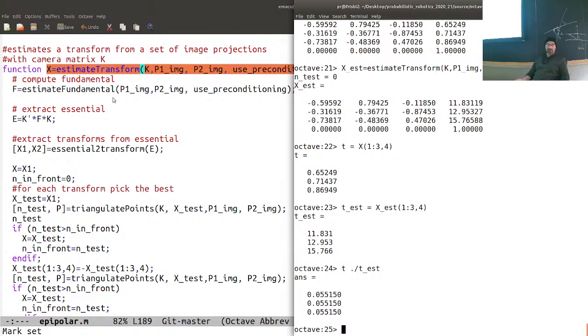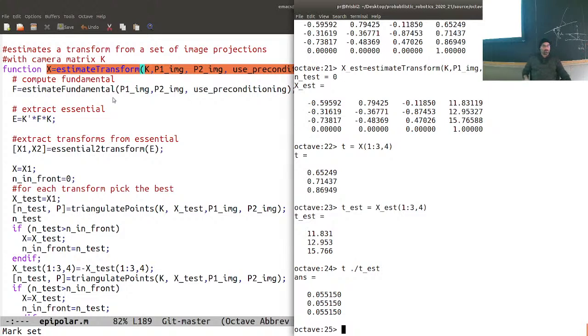From the essential matrix, I extracted the 4 solutions. This is done in estimate transform, and I tried each of the 4 by triangulating the points. And then I picked, of the 4 solutions, the one that has the most points in front, and I said this is my transform.